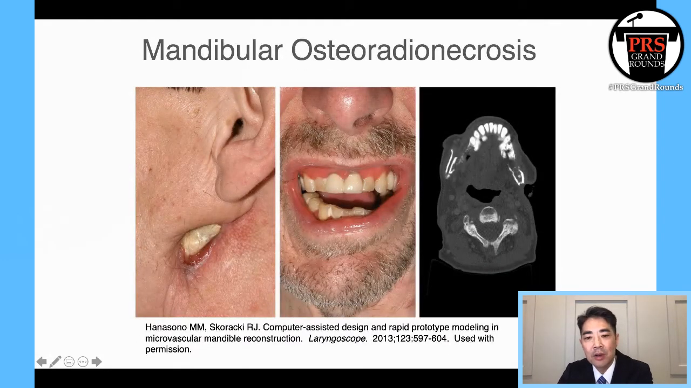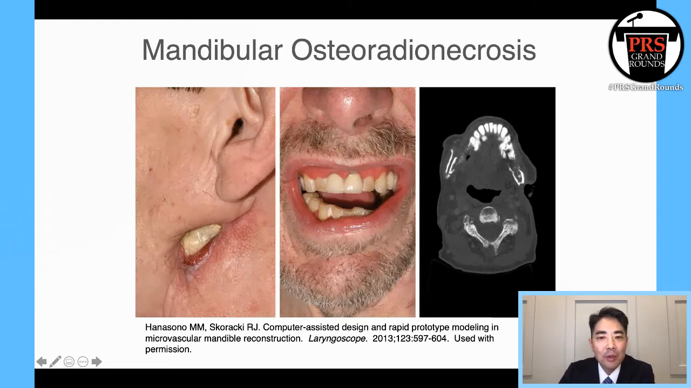So here's an earlier case, which I think would be ideal for virtual surgical planning. This patient has advanced mandibular osteoradionecrosis. If you look at the CT scan on the right-hand side of the screen, you can see that there are bilateral mandibular fractures. In the center of the screen, you see that he has an open bite and a cross bite. And on the left-hand side of the screen, you can see that this is going to be a particularly complicated case because he has an orocutaneous fistula with exposed mandible, which you can see below his earlobe.